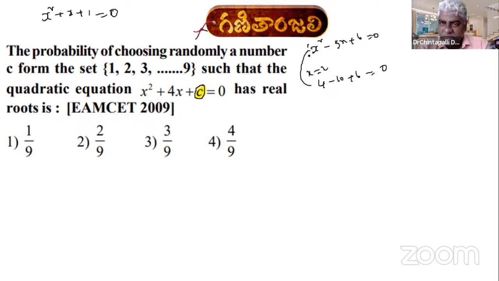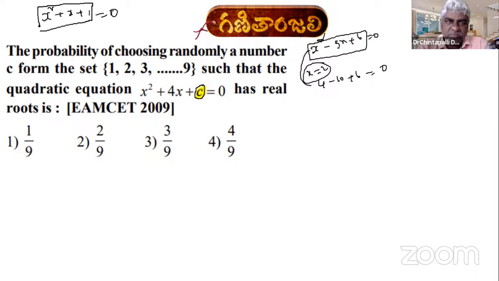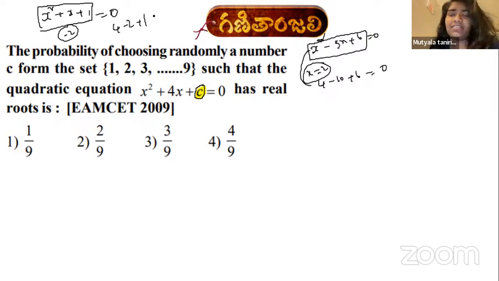Yes, the value of x square minus 5x plus 6 is 0 by taking x is equal to 2. Now, x square plus x plus 1 is equal to 0, by taking which value? -2? Yeah, let us see what happens if we take x is equal to -2. That means 4 minus 2 plus 1. Is it equal to 0 or not? No, sir. -2 is not satisfying this equation.